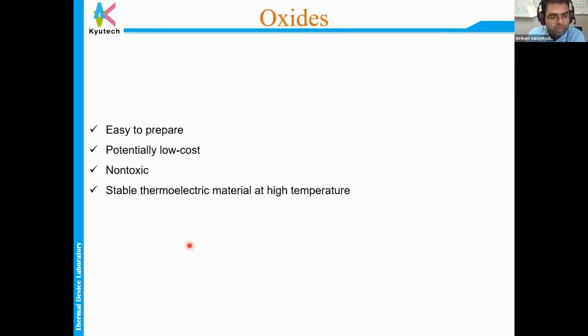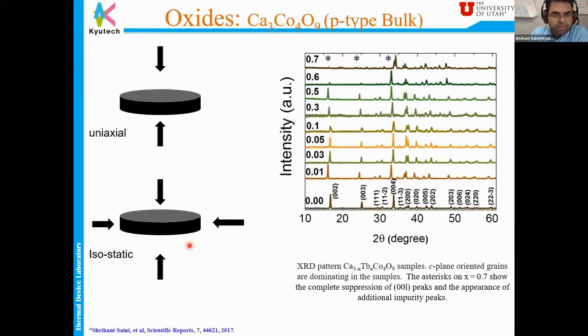One is the oxide. In the oxide case, the advantage of oxide is that it is easy to prepare, potentially low cost, so it's not expensive in that sense, non-toxic, and stable at high temperature. That is a very important point for using it. It gives the application for high temperature. Now, I give you one example of a P-type material. That is calcium cobalt oxide, a P-type bulk.